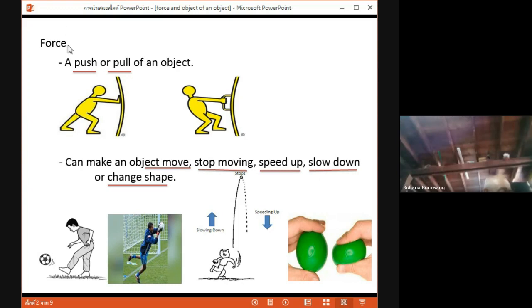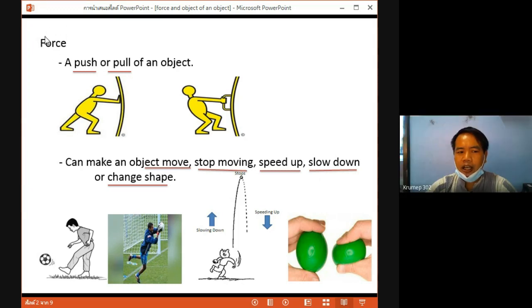Again, if we see force, it is a push or a pull of an object. Force can make an object move, stop moving, speed up, slow down, or change shape or change direction. If we see direction, like in the video we watched a while ago, the boy was walking zigzag like this. Okay, next.